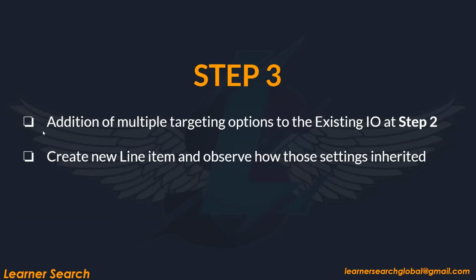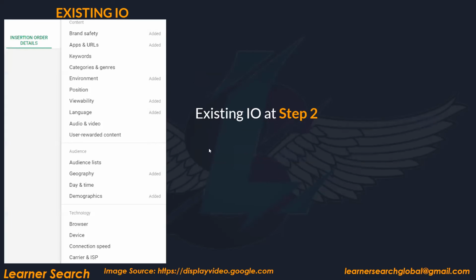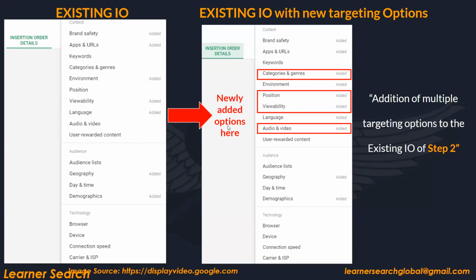Step 3, addition of multiple targeting options to the existing IO at step 2. Create a new line item and observe how this is inherited. Let's understand this. There is an existing IO which has 7 options: brand safety, apps and URLs, environment, viewability, language, geo, demo. This is the existing IO at step 2. Newly added options here are categories, position, viewability, audio and video.